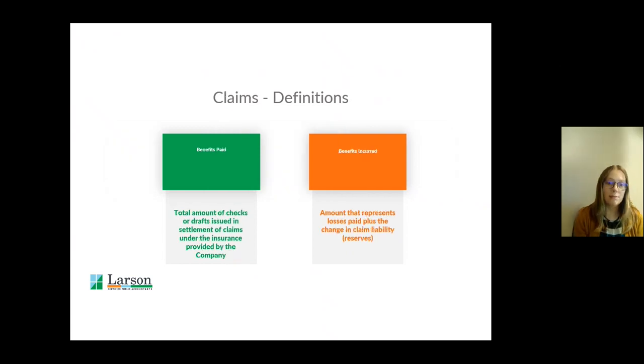Claim definition, so benefits paid are the total amount of checks or drafts issued in settlement of claims under the insurance provided by the company, so the actual claim cost. Benefits incurred is the amount that represents losses paid plus the change in claim liability or the change in reserves. So when you increase reserves as a liability, you offset that. It runs through the income statement as benefits incurred.